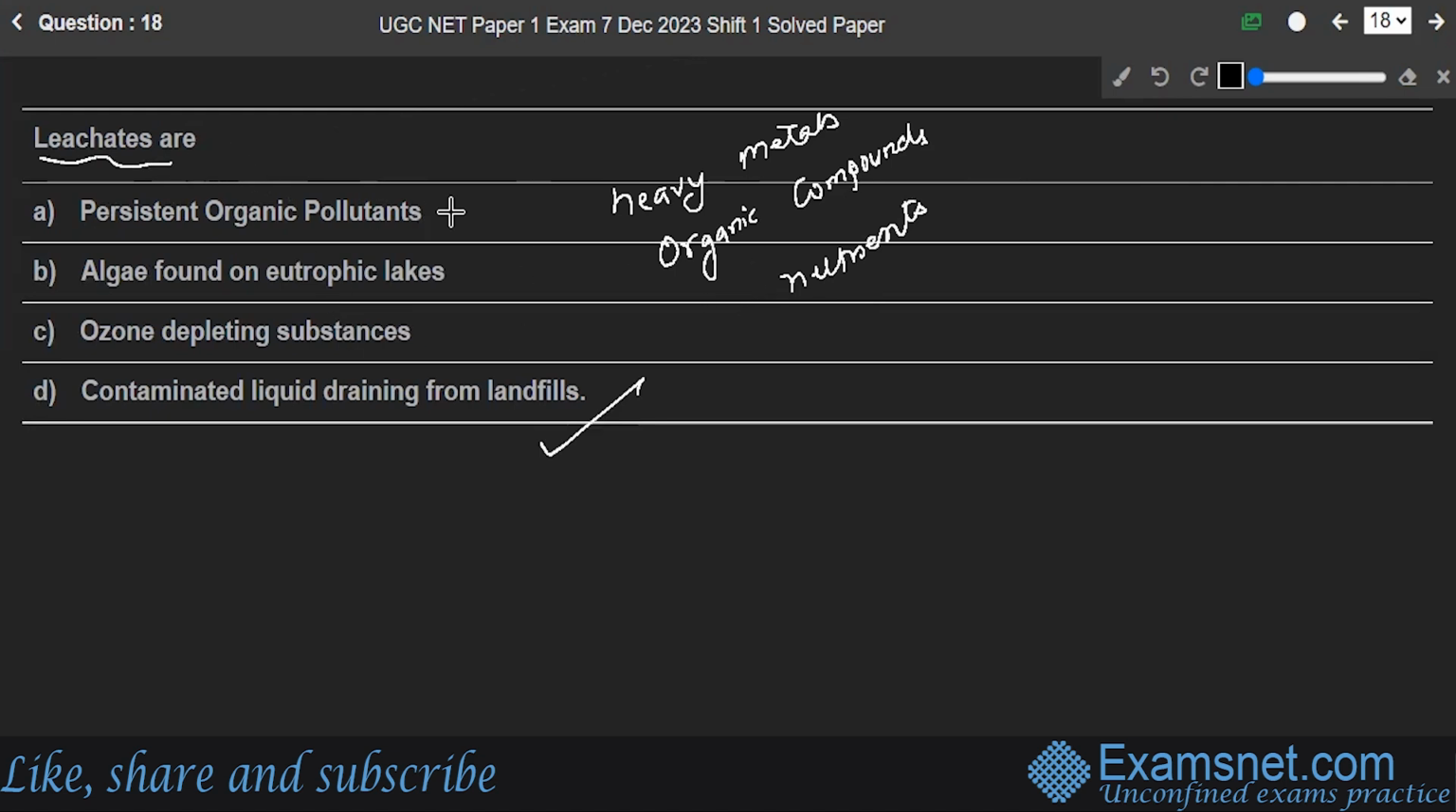Persistent organic pollutants, that's your POPs. They are a specific group of organic chemicals that are resistant to degradation, bioaccumulate in living organisms, and have harmful effects on health and the environment. Then you have algae, which is found in eutrophic lakes. They are the consequence of excessive nutrient pollution in the water. And the ozone-depleting substances, that is your ODS. They are the chemicals that contribute to the depletion of the ozone layer in the stratosphere. Leachate is not known to contain these types of chemicals. So you have option D. Therefore, based on the definition and description, the most accurate answer is option D.